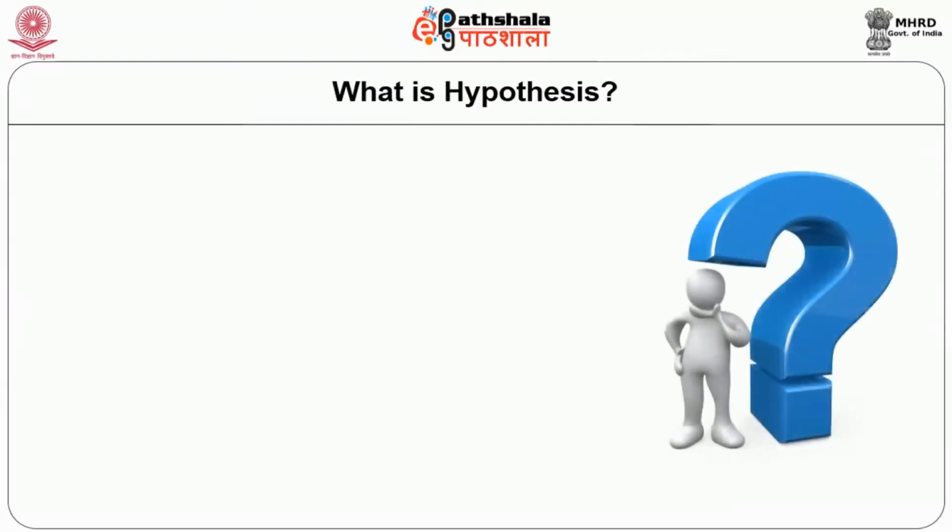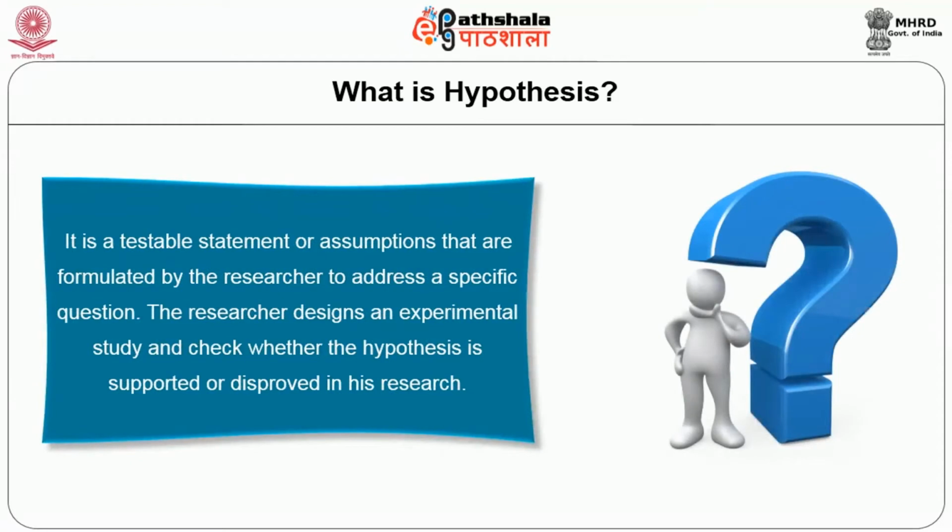Researchers use this experimental research for comparison. They compare two or more groups on one or more measures. In this type of research, one variable is manipulated to see whether it has an effect on the other variable. Experimental research is used in this way to answer the hypothesis. So now let me explain what is hypothesis.